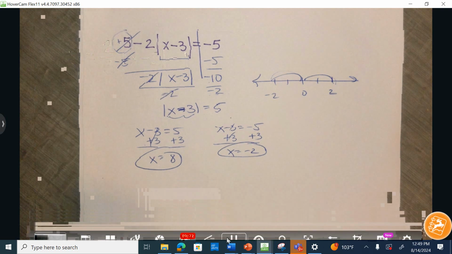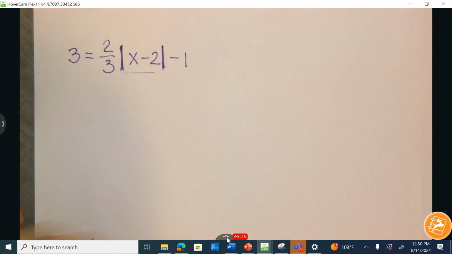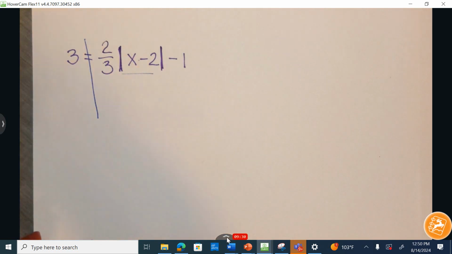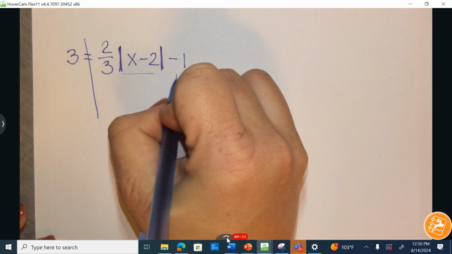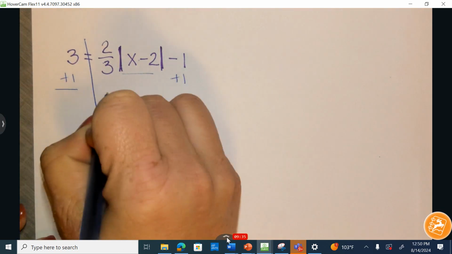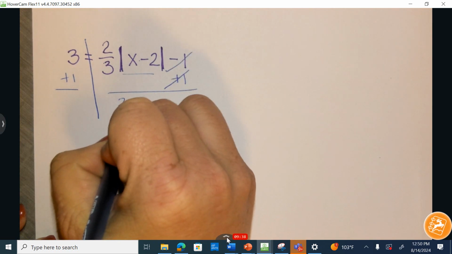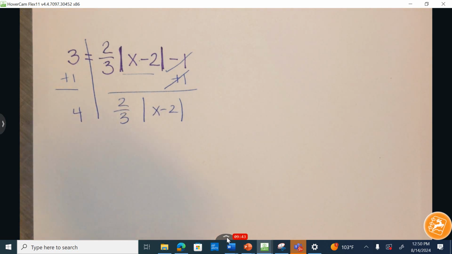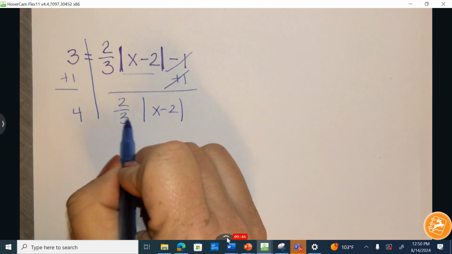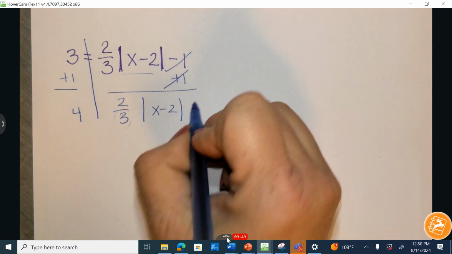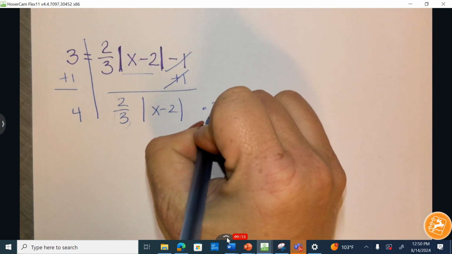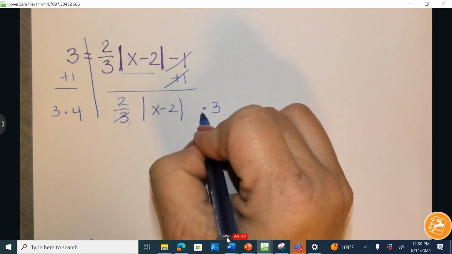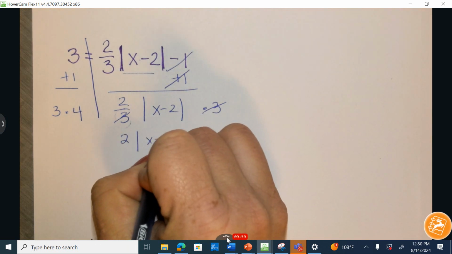All right, let's go on to the 5th example. Again, this is absolute value, so we need to get it by itself. I have something stuck with it and something separated by subtraction. We're always going to get rid of the adding or the subtraction first. So opposite of subtracting 1 is adding 1. And I have 2/3 times the absolute value of x minus 2 equals 4. Okay, so let's first start getting rid of this 3. Divided by 3. Opposite of dividing by 3 is multiplying by 3. So I'm going to multiply by 3 to both the left and to the right. Dividing by 3 and multiplying by 3 cancel, and I have 2 times the absolute value of x minus 2.